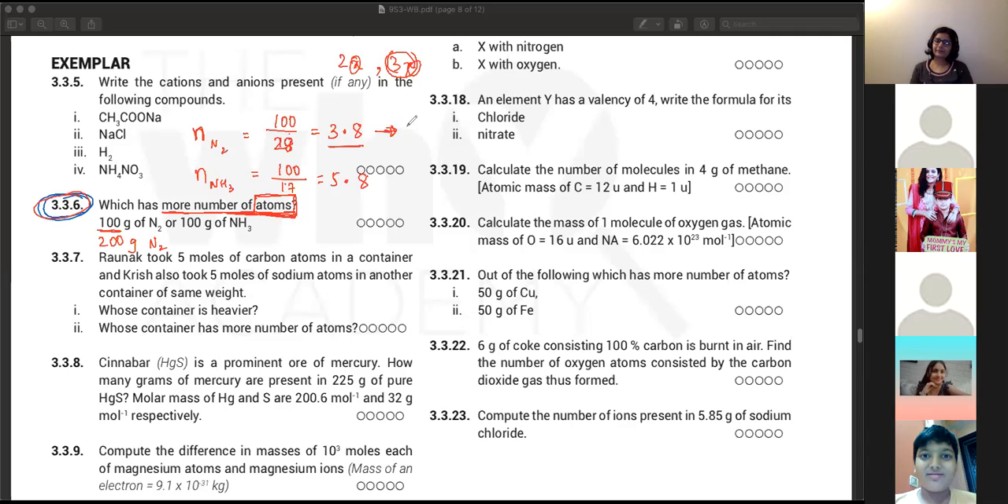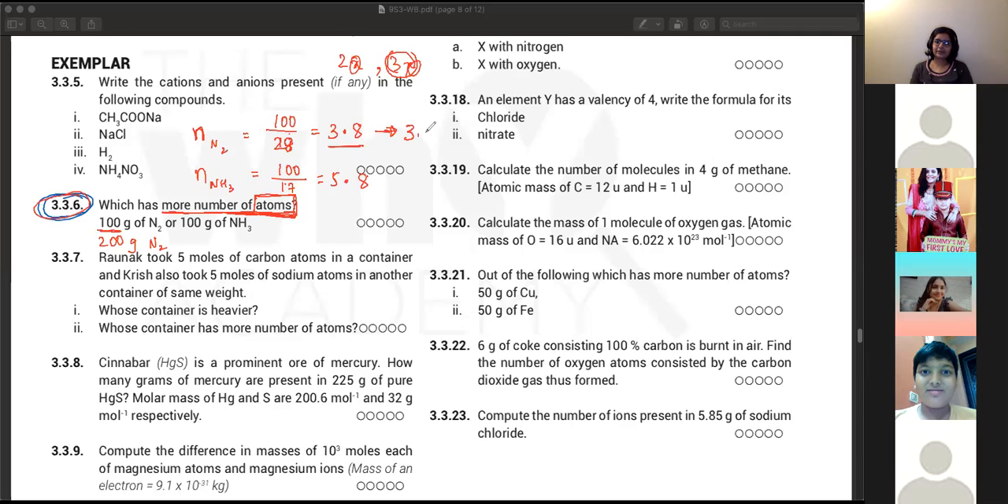Ma'am, 12.044 into 10 to the power of. Yeah, so 3.8 into 2 into Avogadro's number, right? Similarly, in the case of ammonia, how many atoms do you have? 5.8 into 6.022 into 10 to the power 23 because there's only one Na into how many atoms? There are 4 atoms. 4. So this is multiplied by 4.